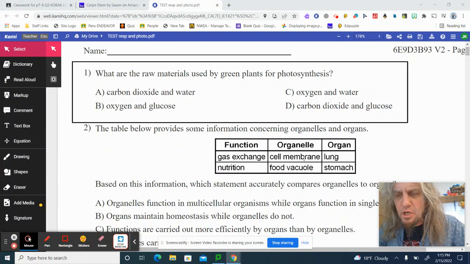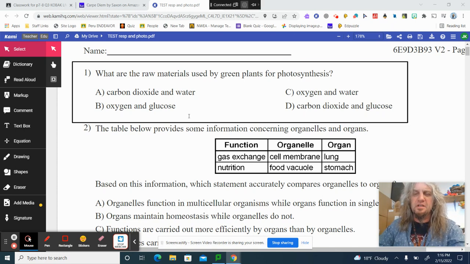Today is the day for the big respiration, photosynthesis, etc. plant cell test. And I'm going to read it to you as usual. You're using Edpuzzle to answer the questions. And let's begin. Number one.